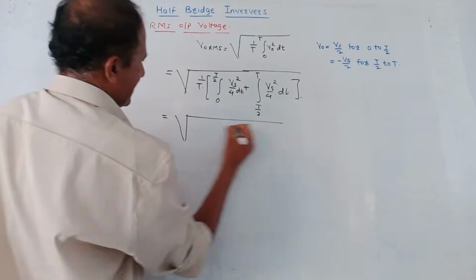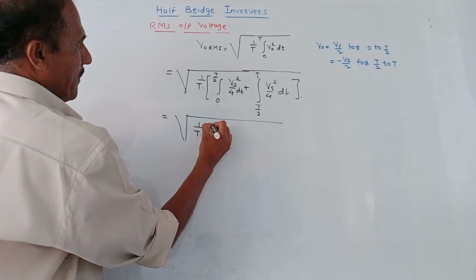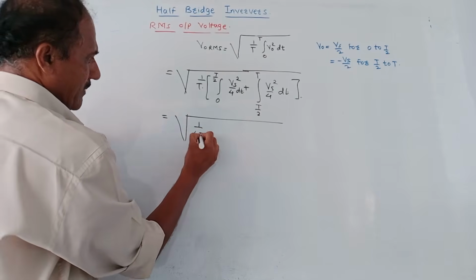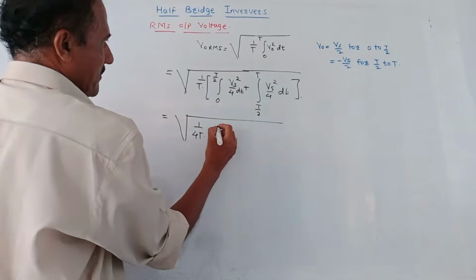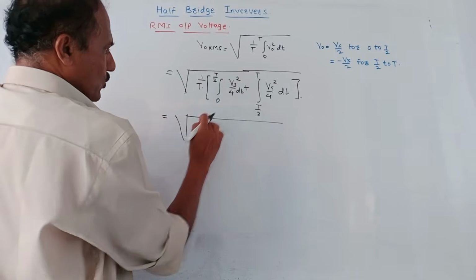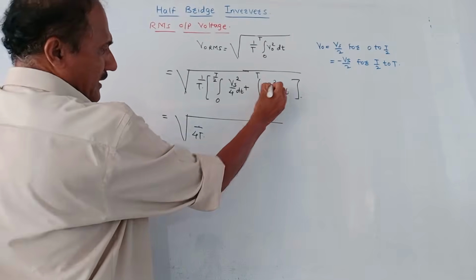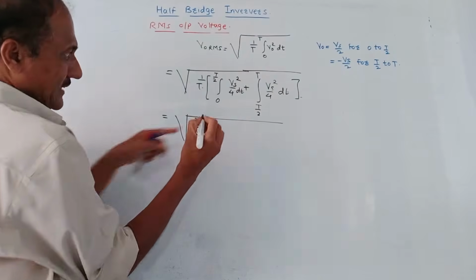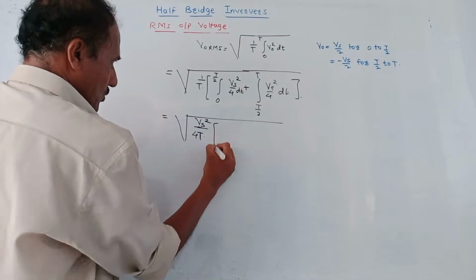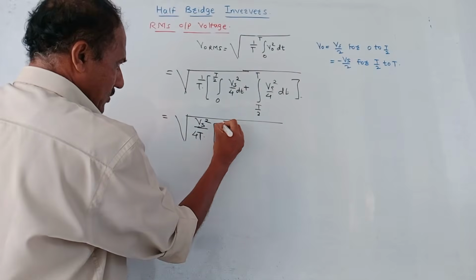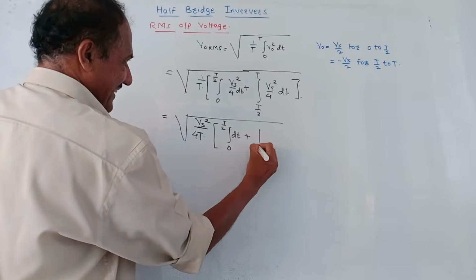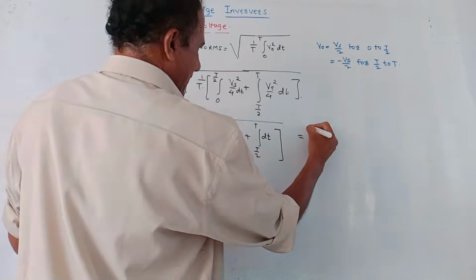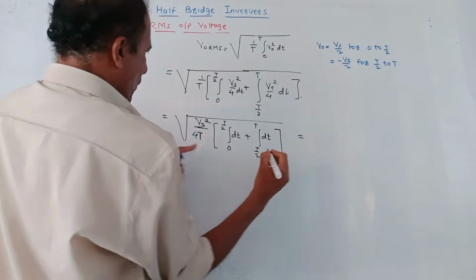This can be written as under root of 1 by T. I can take this 4 outside of each term, so I will write it 1 by 4T. This 4 is taken common from each term. Similarly, Vs square is also common, so it is constant as far as this integration is concerned. I will take Vs square also outside the integration. That means Vs square upon 4 is taken common. So in the first integration we get 0 to T by 2 dt plus the second integration T by 2 to T dt. Simplified further, it is Vs square upon 4T.